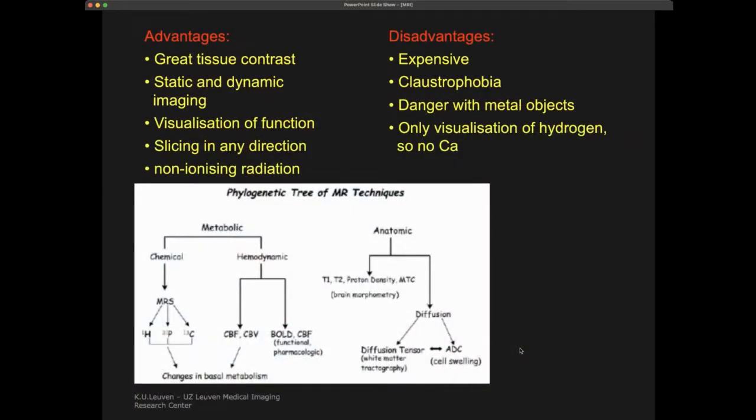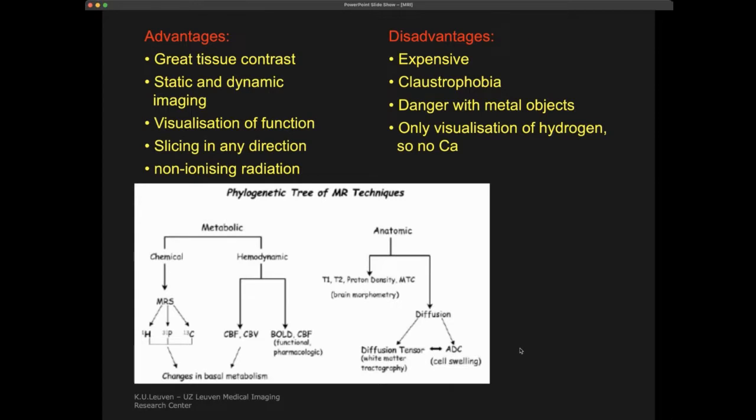But in general, as a conclusion, MRI is a very versatile scanner. You can really look at a lot of different things. You can look at anatomy in different ways. You can do tissue characterization. You can do, in principle, blood flow. You could look at things like, as I said before, functional imaging and so on.